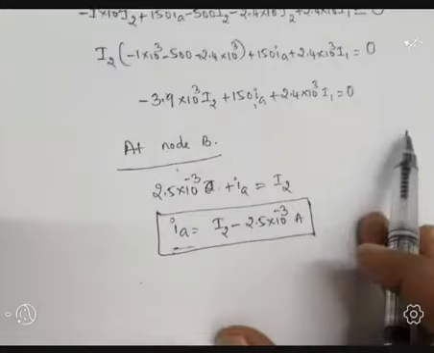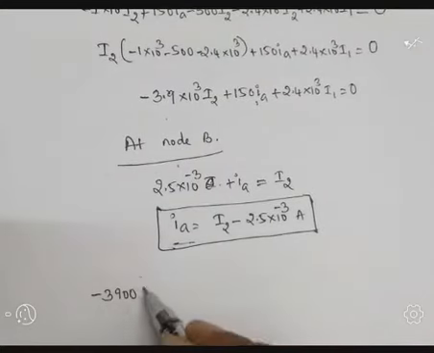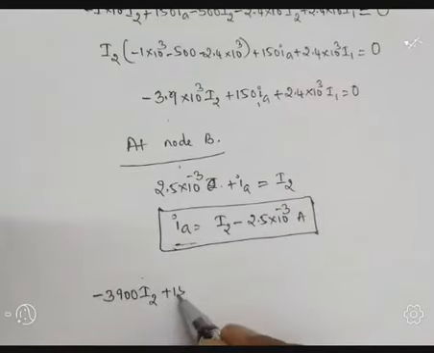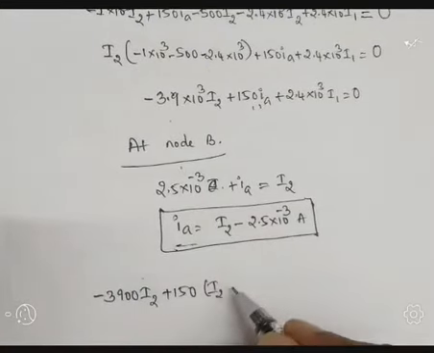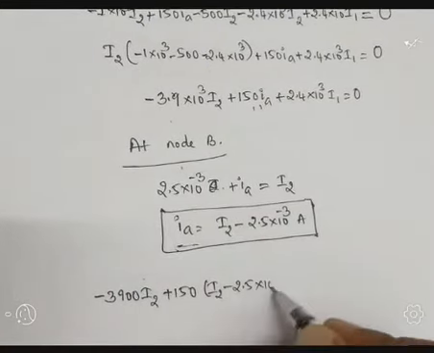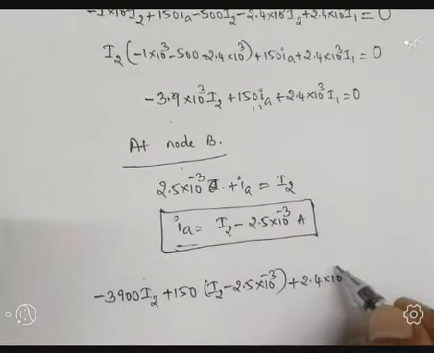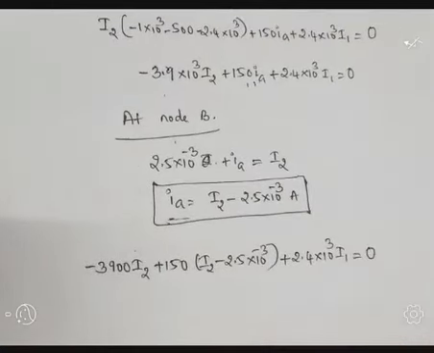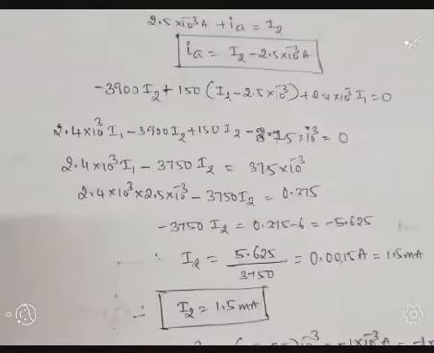So we can write this equation as minus 3900 I2 plus 150 as it is. In place of IA I am writing I2 minus 2.5 into 10 to the power minus 3, plus 2.4 into 10 to the power 3 I1 is equal to 0. Okay. Next step is simplification. Up to this step we got.